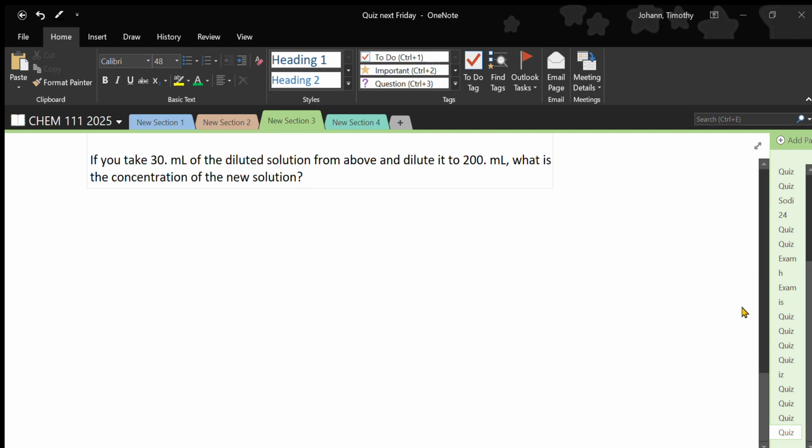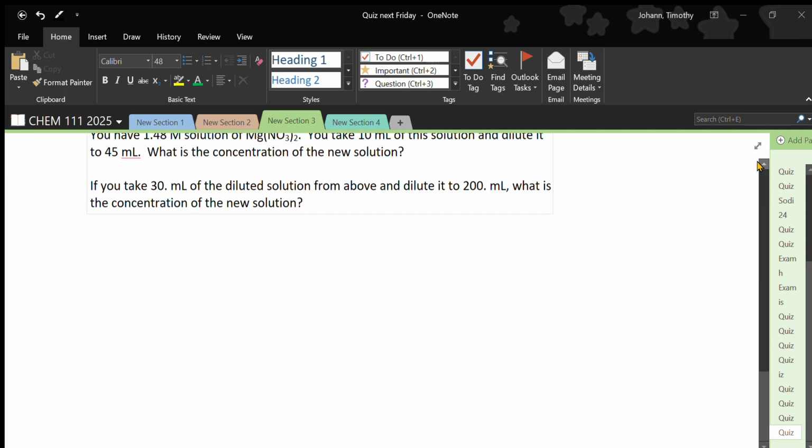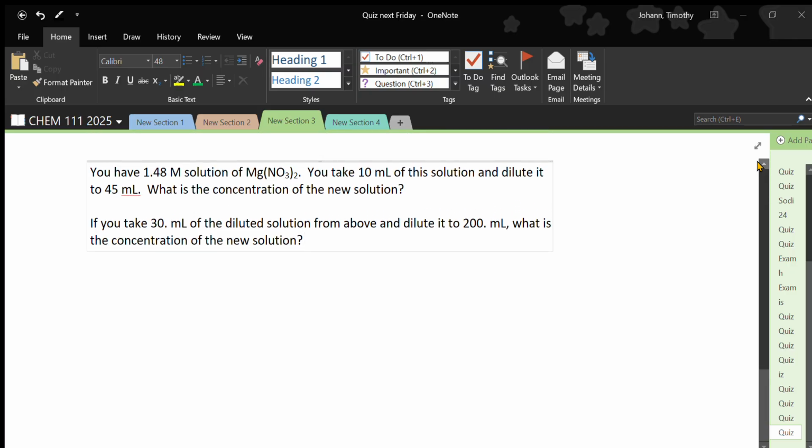All right, so if you haven't finished the top one, keep going; if you finished the top one, do the next one. This is just an example of a serial dilution and how you would do these calculations. You're going to be using C1, V1, C2, V2 here.